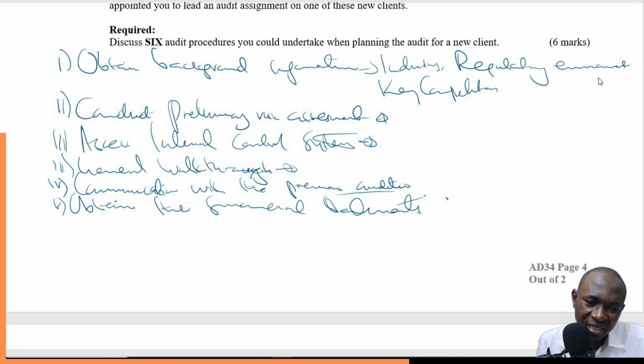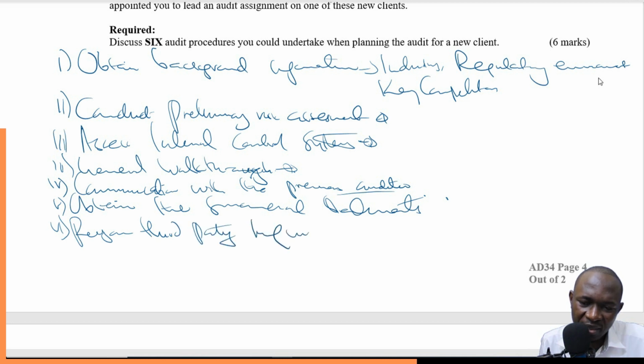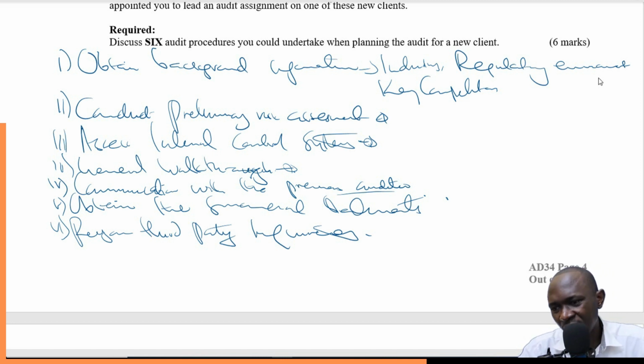Perform third-party inquiries. Perform third-party inquiries just to confirm how easy it will be to get this information from them.